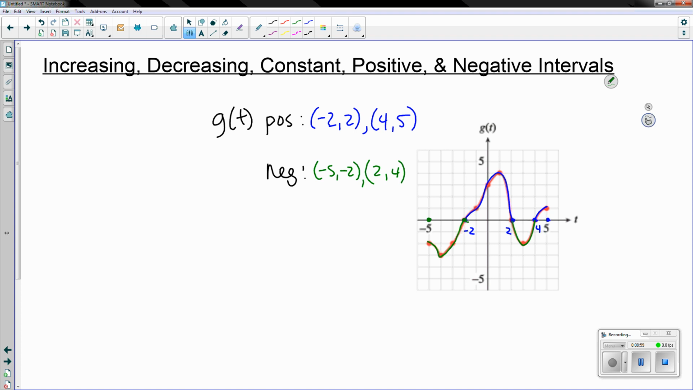And a good question that comes up often is, do you ever use brackets when listing these intervals? And the answer is no. Always use parentheses. So we're not doing a domain interval or a range interval where we want to indicate if something's included or not in the set. We're just listing from one point to another. So just use parentheses when listing these types of intervals.